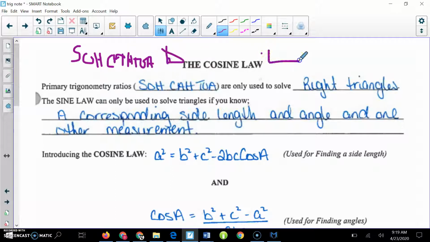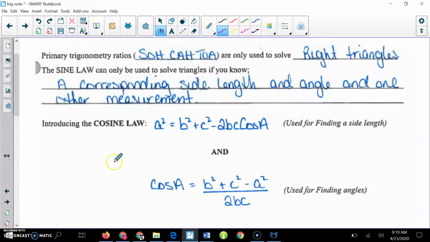You have sine law, and sine law requires not a right angle triangle, but it requires a matching pair of an angle and a side, and then one other thing. So I either have an angle, a side and a side, or I have two angles and one of the sides across from them. And if you don't have that, you're going to end up with this possibility, either three sides or two sides and the angle between them.